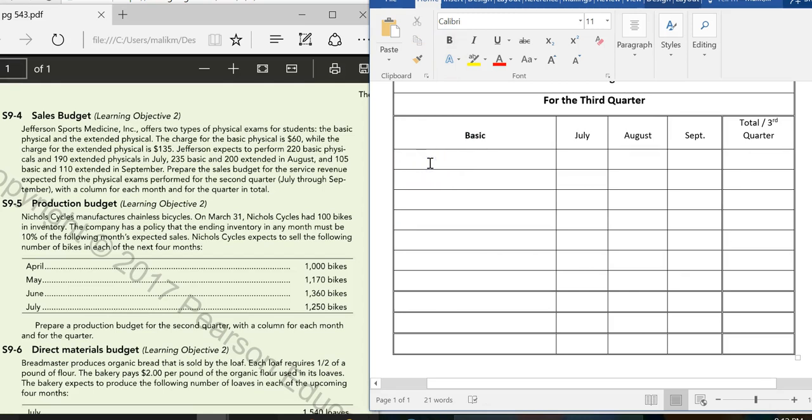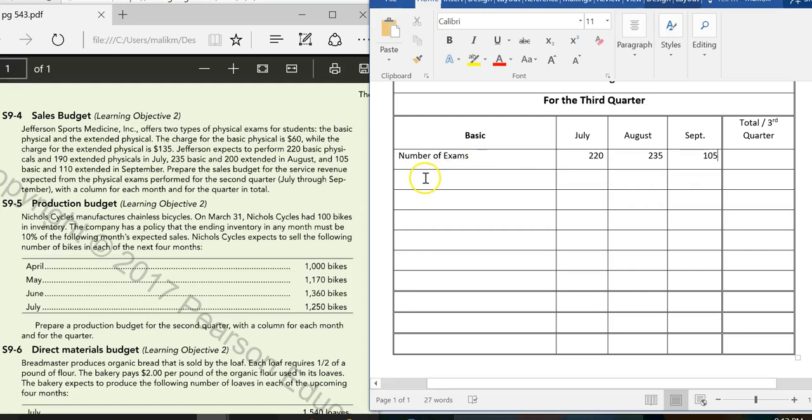For the basic one, the number of exams is already given, right? It's the number of physical exams. In July, if you see, they are projecting they're going to do 220 basic, in August they're going to do 235 basic, and in September they will be doing 105 basic. So I'll just write the numbers given here: July 220, August 235, and September 105.